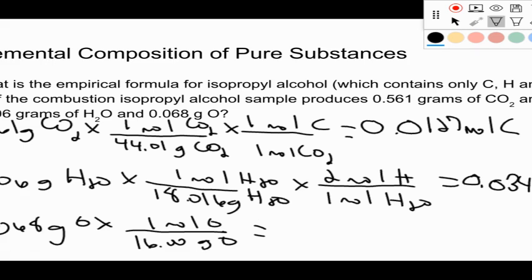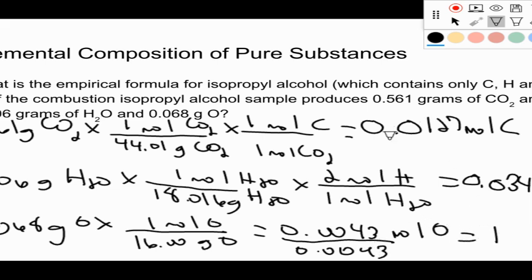And that comes out to 0.0043. Now, at this point, I divide through by which number is the smallest, and this is where it really comes in handy if you're super comfy with numbers, because this is the smallest number. If you would prefer to change these things into scientific notation, you're more than welcome to, but it is not necessary. So I'm going to divide by 0.0043.